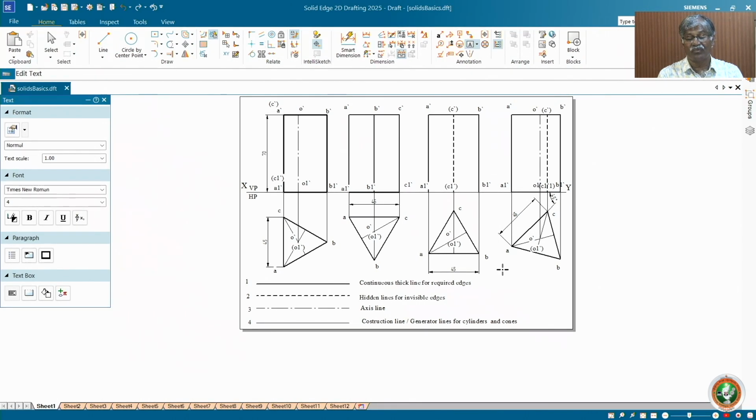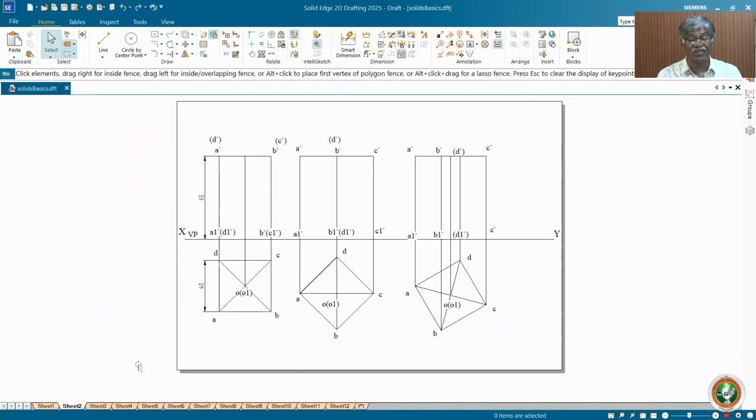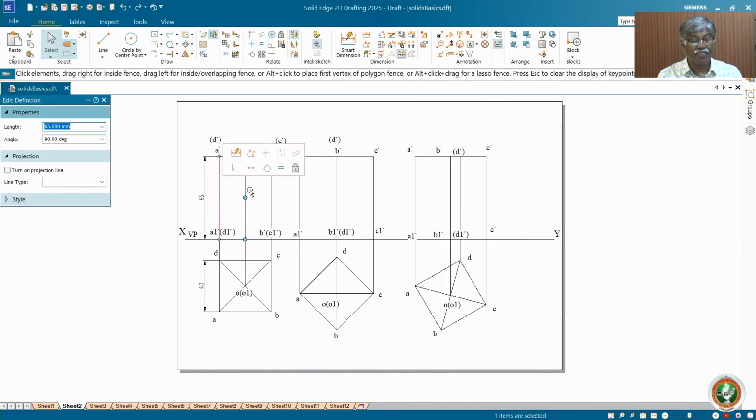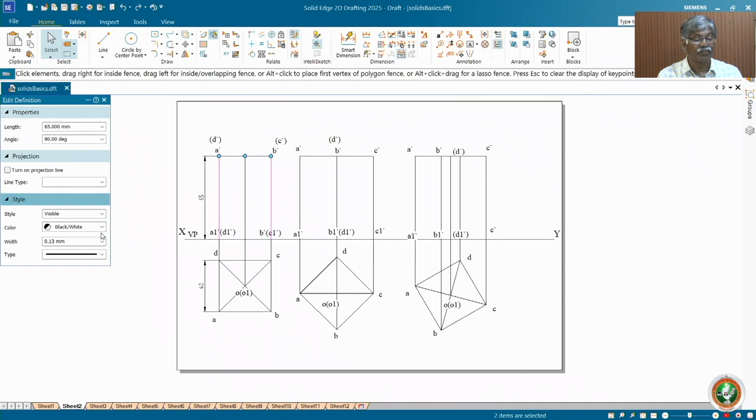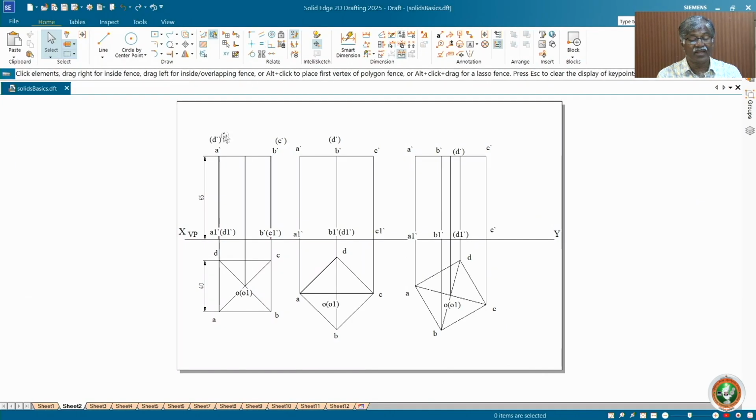Inside these shapes we have only construction lines. Similarly you can go for any other type of solids. I have some examples here. You see the square. AA1 and BB1 are visible, but CC1 and DD1 exactly coincide with AA1 and BB1. So select these two and make them dark. Then comes the center line, that is the axis line.